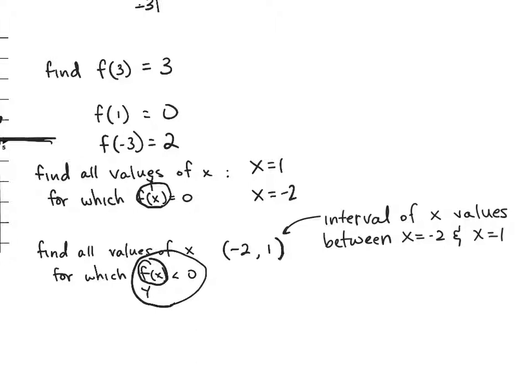And notice I used parentheses, not brackets, because here I wanted it to be strictly less than 0 and not less than or equal to. If it had said find all values of x for which f of x is less than or equal to 0, then I would have used brackets. But since it was strictly less than, we use parentheses. So all the x values between -2 and 1, not including -2 and 1, all of those x values have y values that are less than 0.